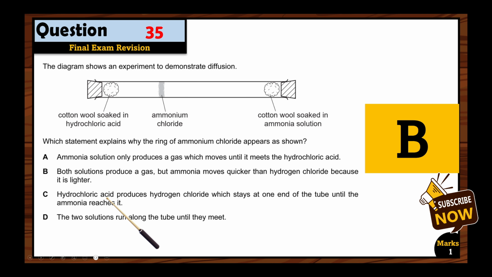Okay, let's see now the third option, just for explanation. "HCl, hydrochloric acid produces hydrogen chloride, which stays at one end of the tube until the ammonia reaches it." That's wrong because hydrochloric acid will also produce HCl, and that is also a gas. So, of course, it will also move, right? "The two solutions run along the tube until they meet." Yes, that's right. But we are talking about why ammonium chloride is produced here, right? So the best option is B.